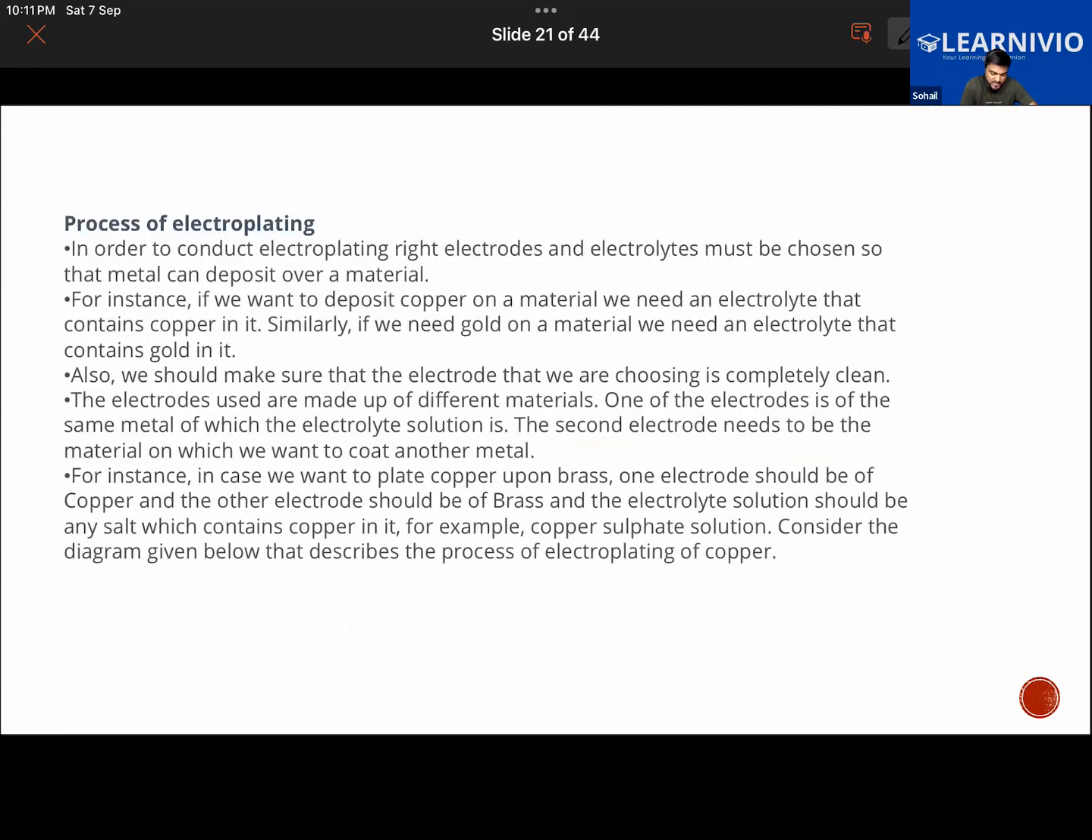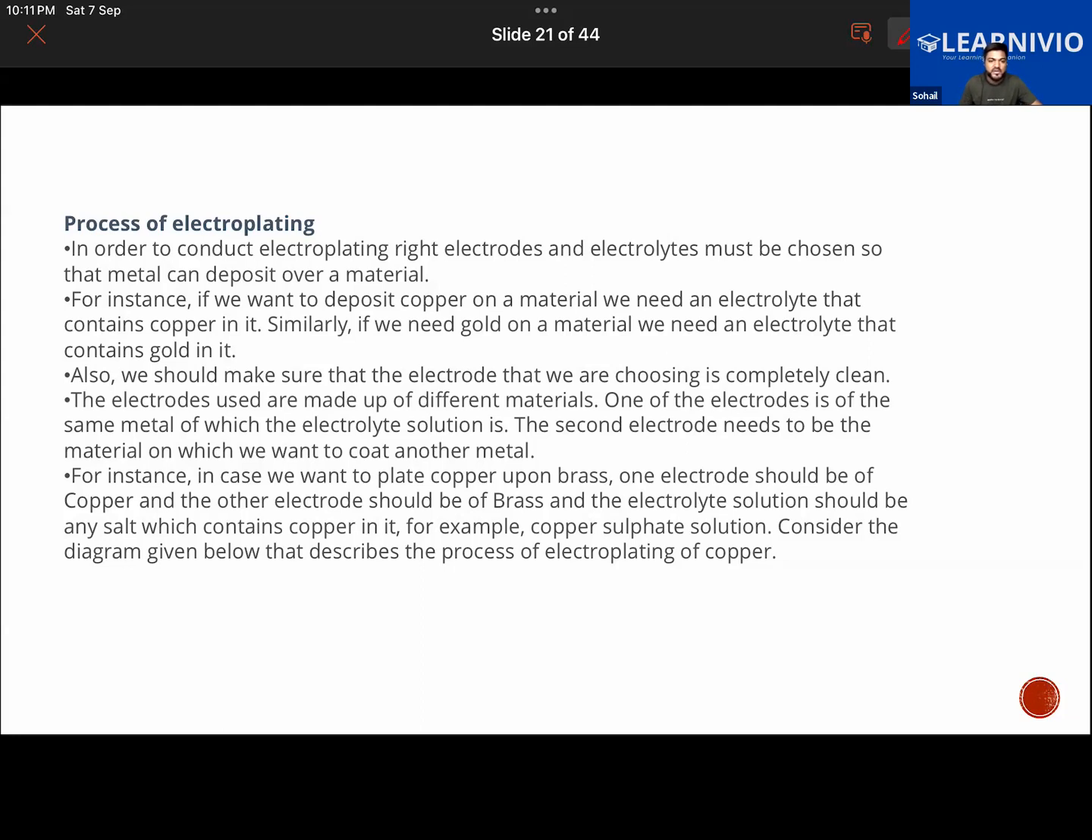Now let us learn about the process of electroplating, like what is electroplating and how it is done and how it is useful. So first of all, let me give you the idea about electroplating. Electroplating is basically the process of depositing a thin layer of a desired metal over a metal object with the help of electric current, obviously. Getting it? So that is what electroplating is.